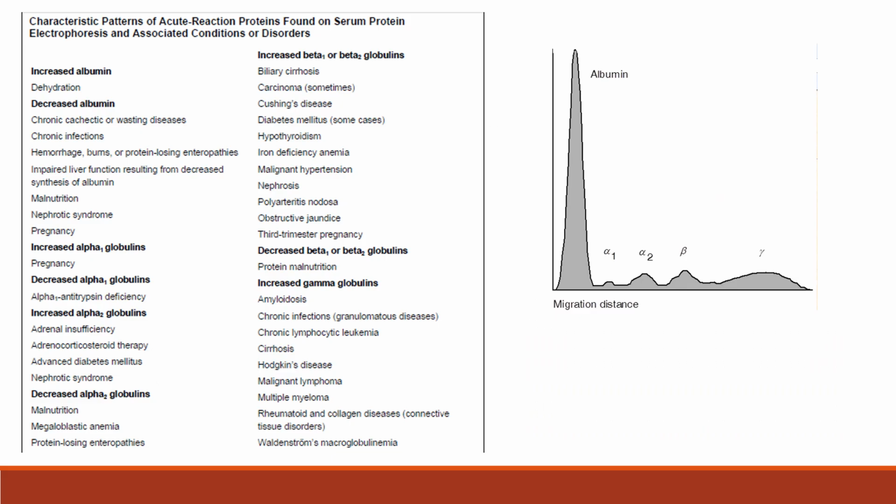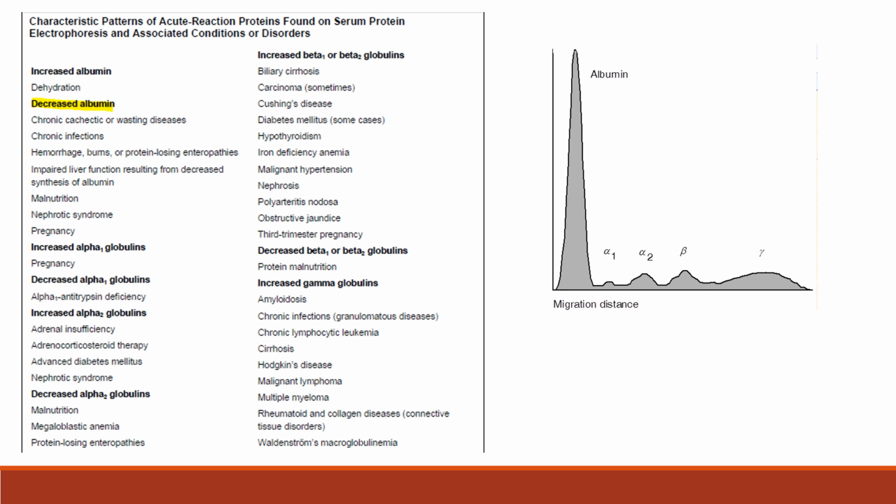So in the previous slide, I showed you what a typical healthy SPEP might look like. In this slide, I'm just giving you some idea of what you can expect in, say, an abnormal SPEP. Sometimes increased albumin may indicate dehydration. However, if we have decreased albumin, we can have any one of these particular conditions seen under this.